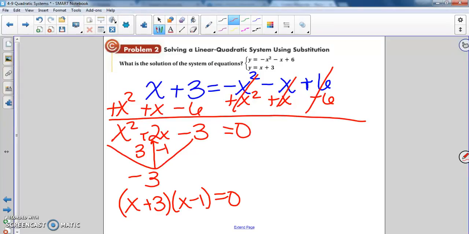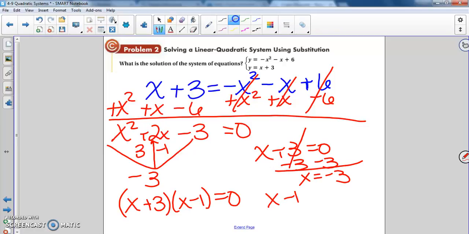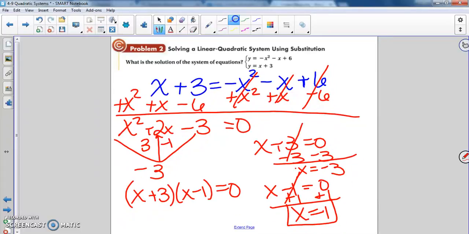So my two solutions would be x plus 3 equals 0, x is equal to negative 3, and x minus 1 equals 0, x is equal to 1. Those would be my two solutions.